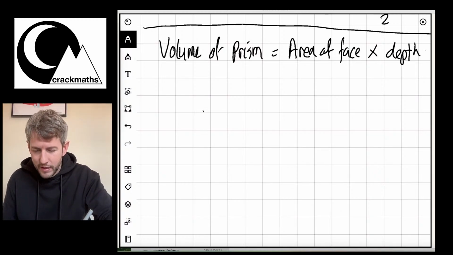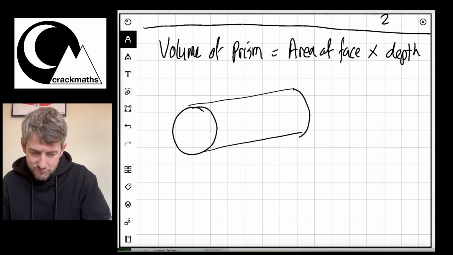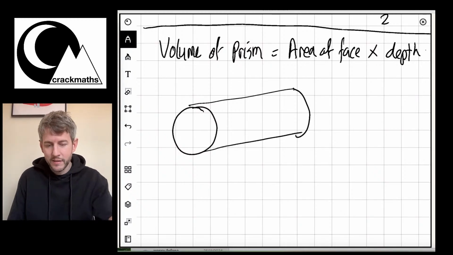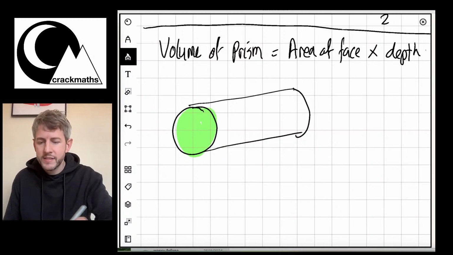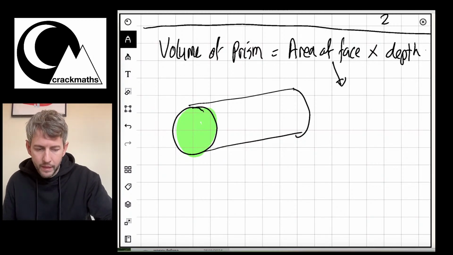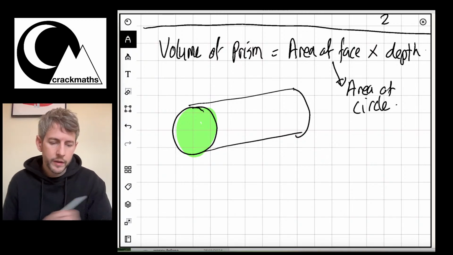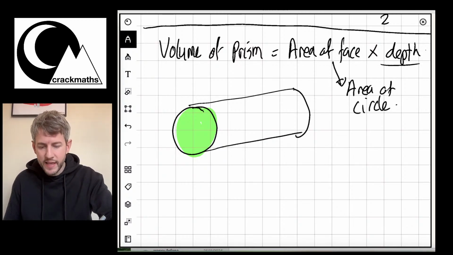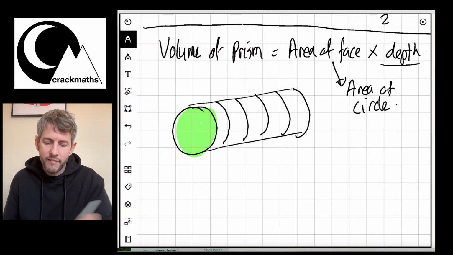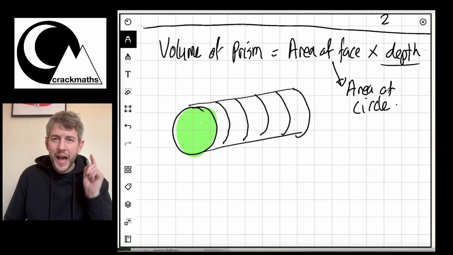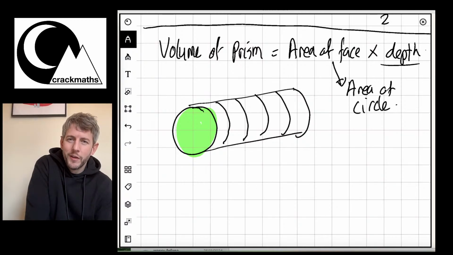Okay, so here we go. In this case, we've got a circle, and we're turning it into a 3D object, well, a cylinder. So in this case, the area of the face is going to be the area of the circle. And then the depth is always the same. It's how many rows of this we're going to have when we turn that area into cubes. So, have a think. Can you remember the formula for the area of a circle? I'll give you a moment.